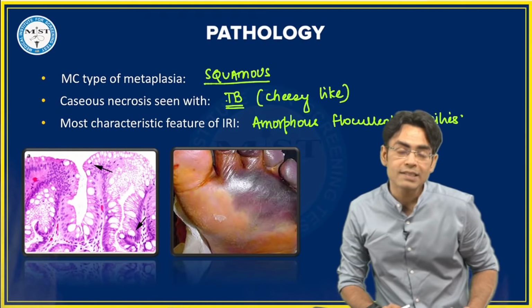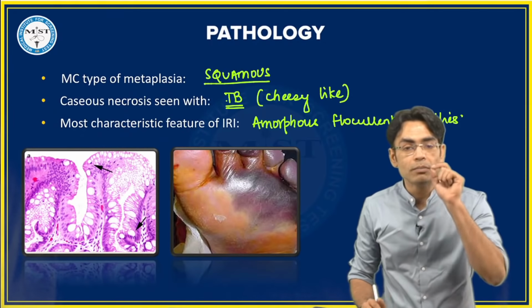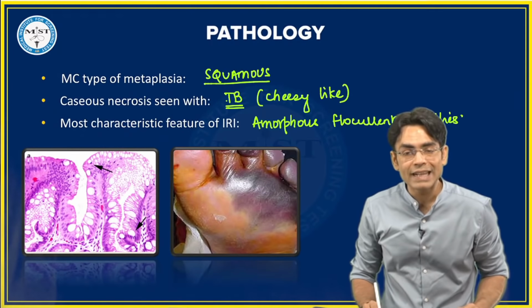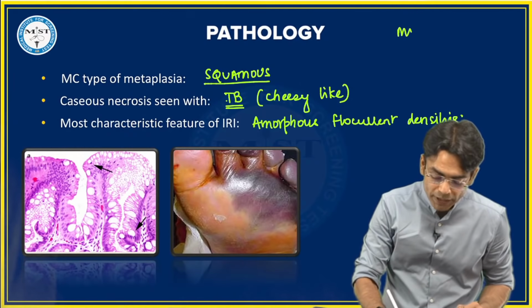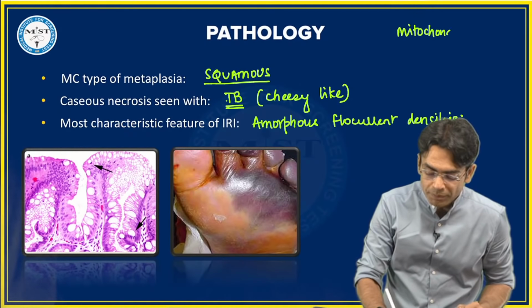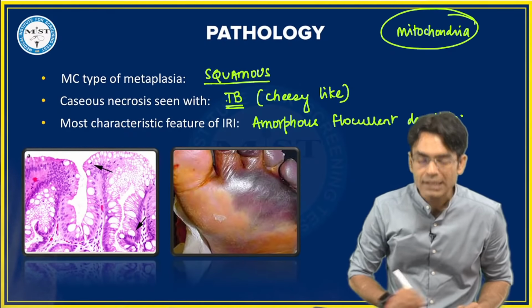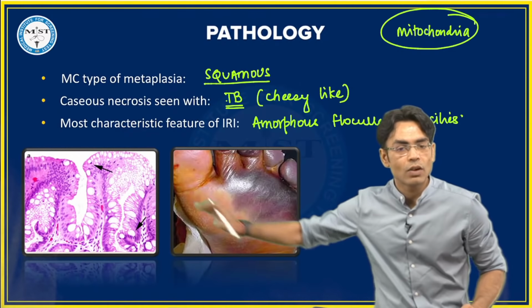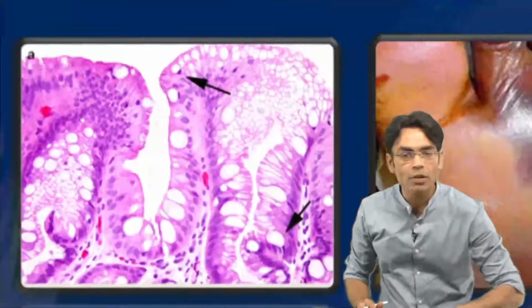Amorphous flocculent densities. Now always remember the organ where you will find these, that's going to be your mitochondria. So if they ask you what is the organ where you find these, that's going to be your mitochondria.